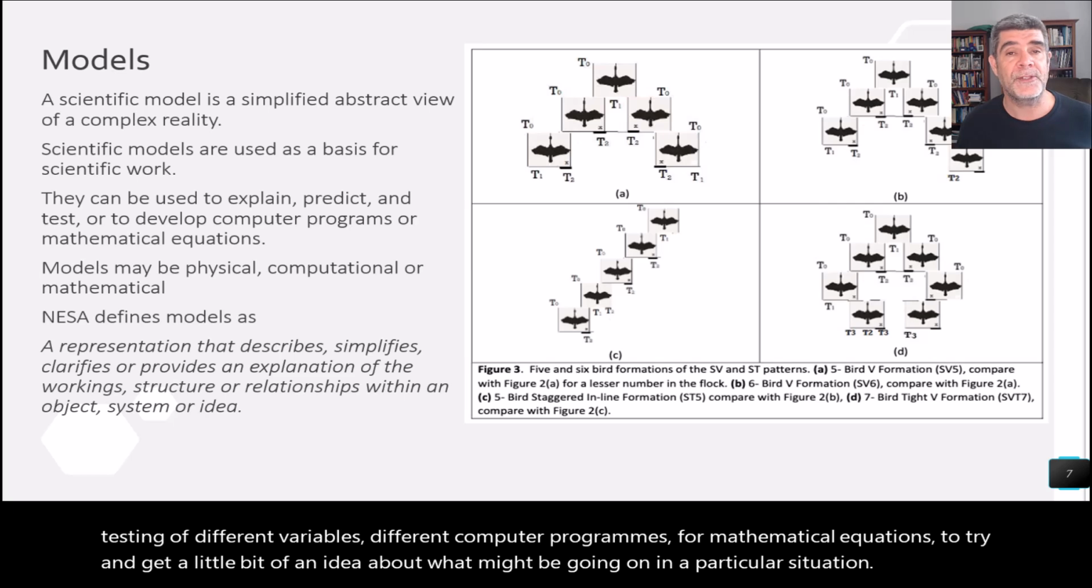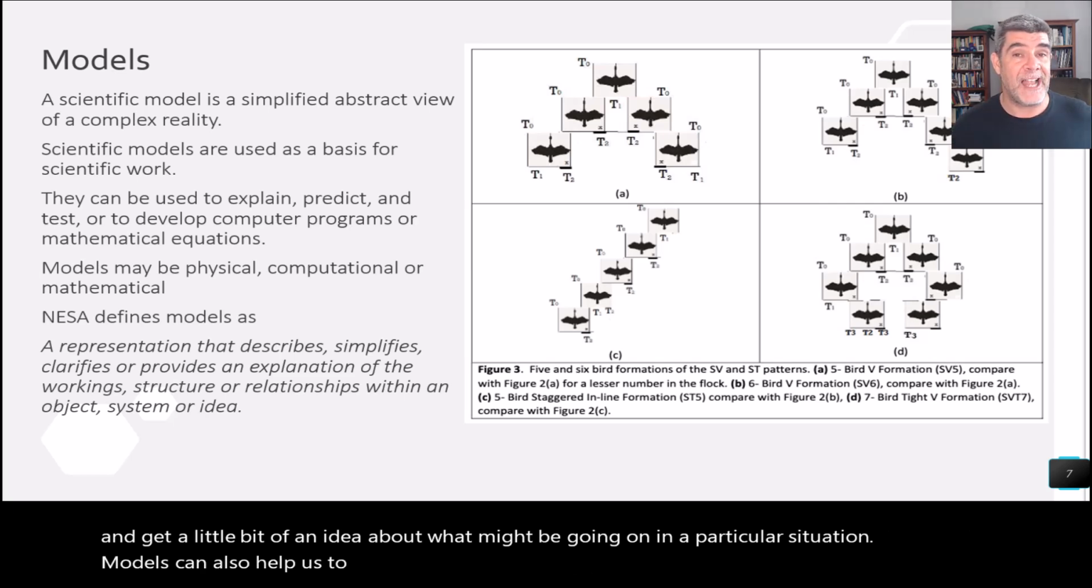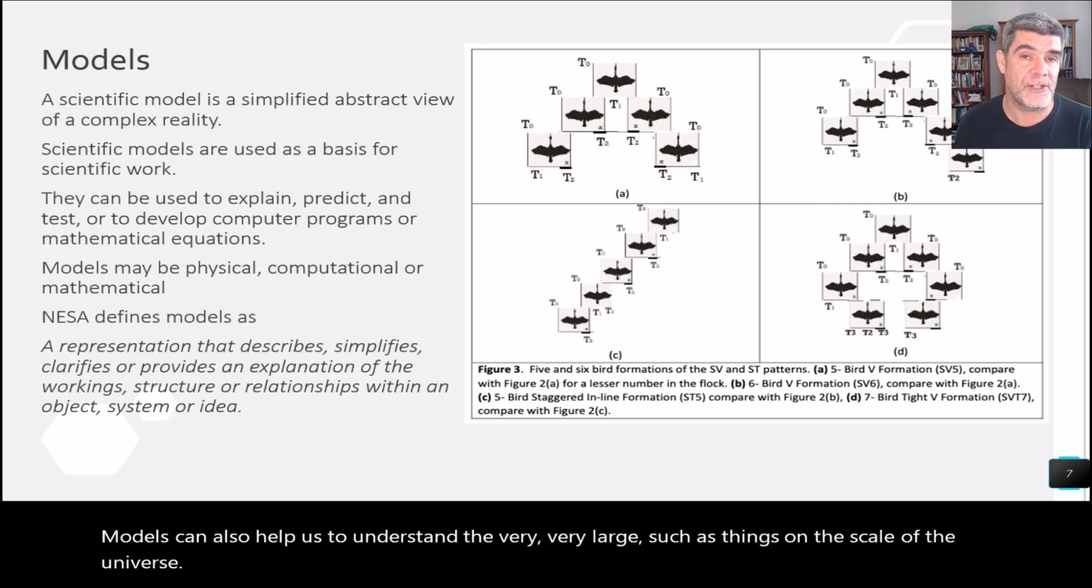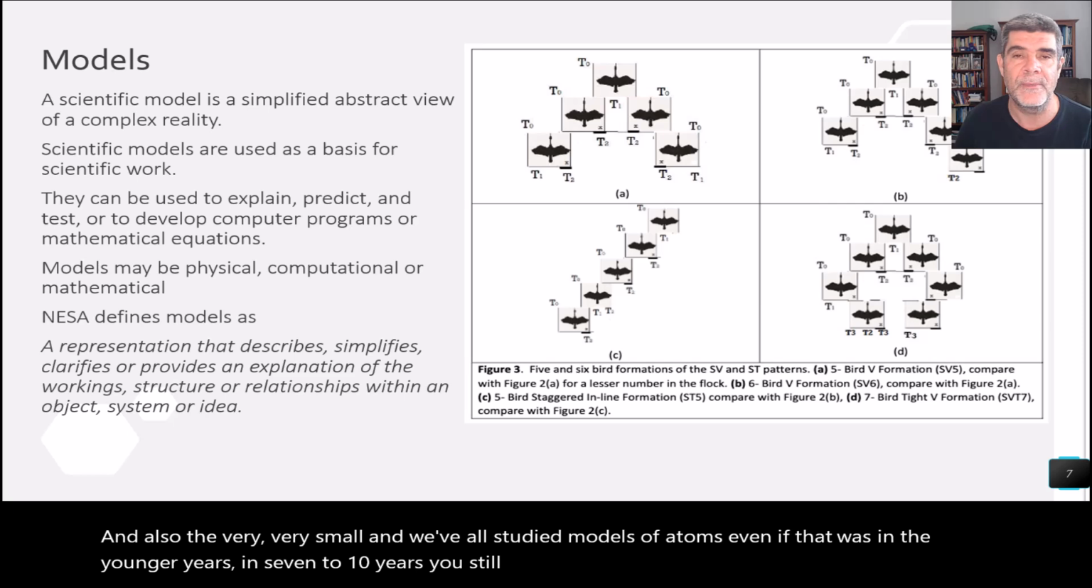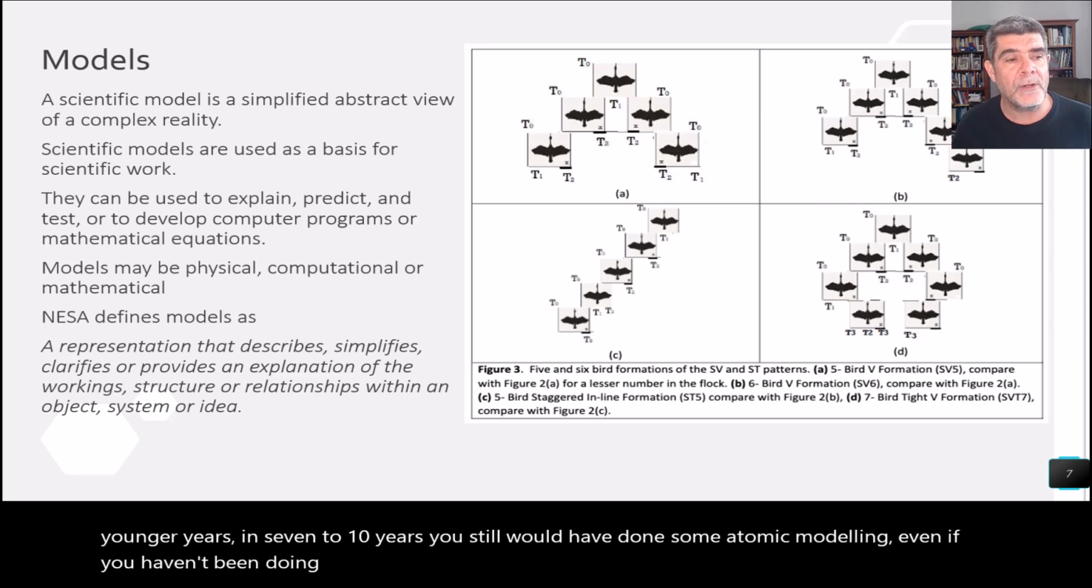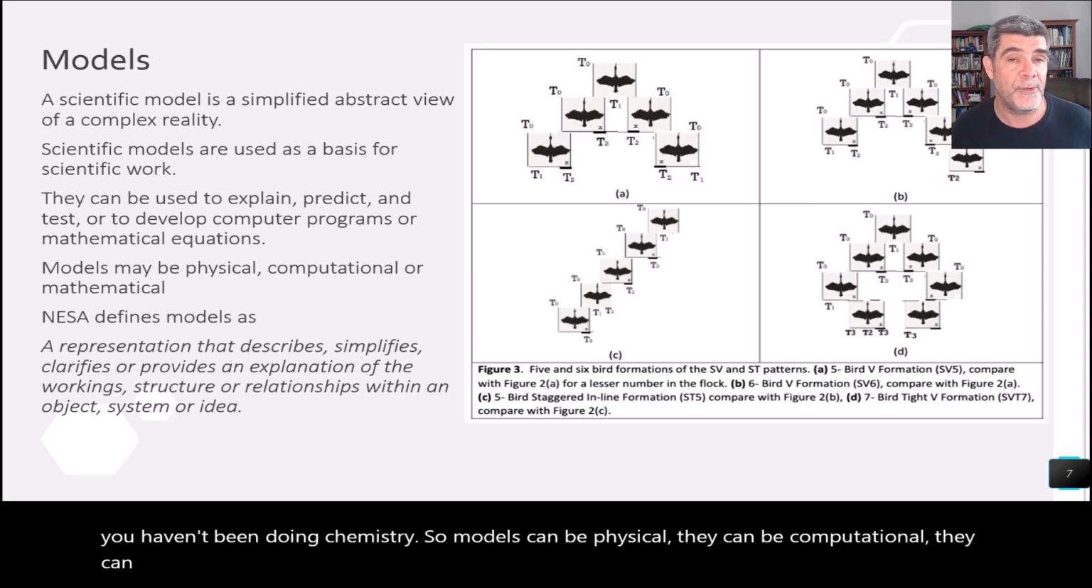Models can also help us to understand the very, very large, such as things on the scale of the universe, and also the very, very small. And we've all studied models of atoms, even if that was in the younger years, in 7 to 10 years, you still would have done some atomic modeling, even if you haven't been doing chemistry. So models can be physical, they can be computational, they can be generated in computers, or they can be mathematical.